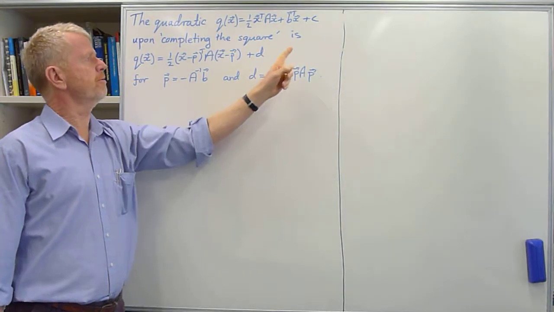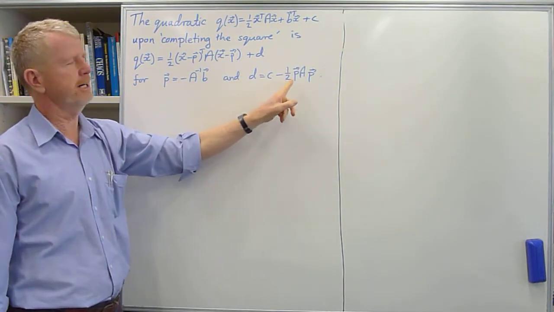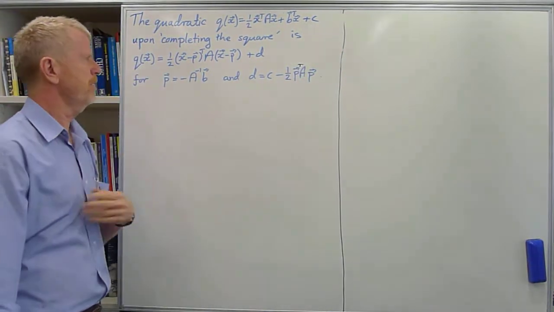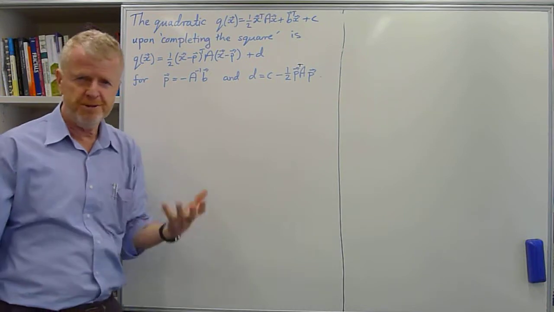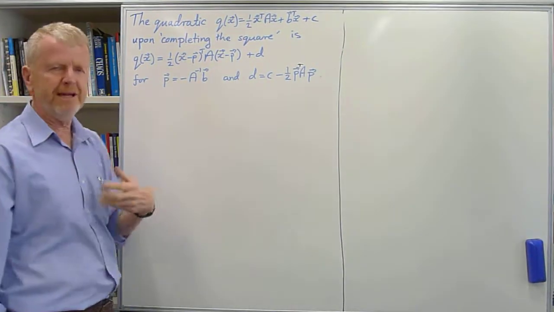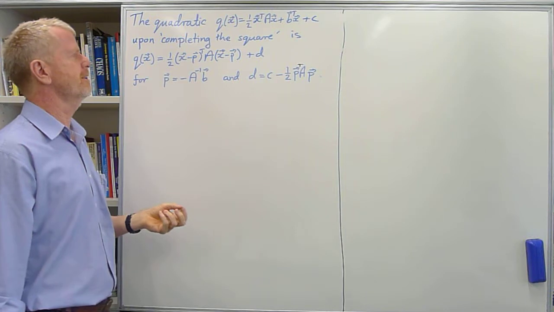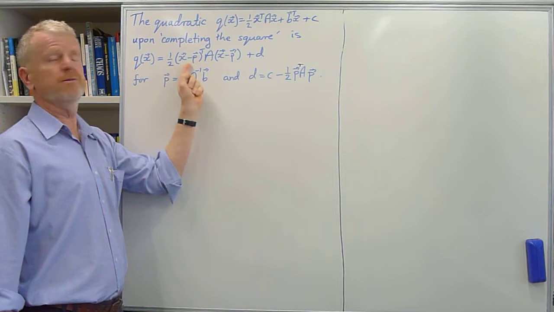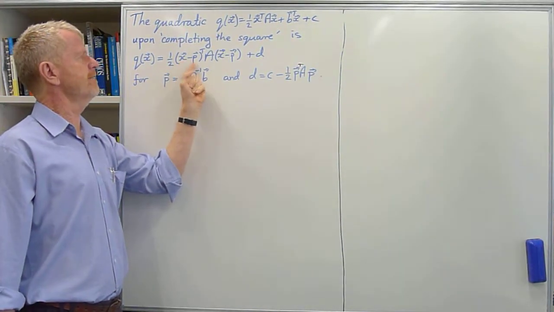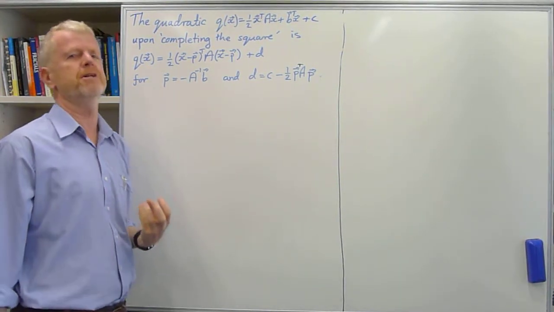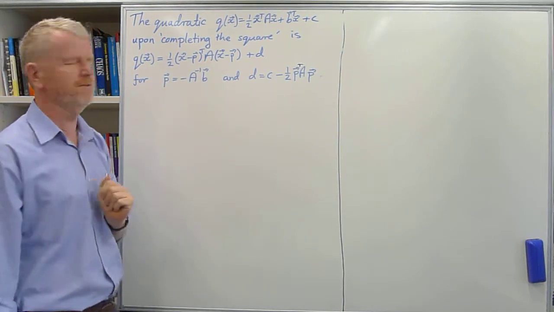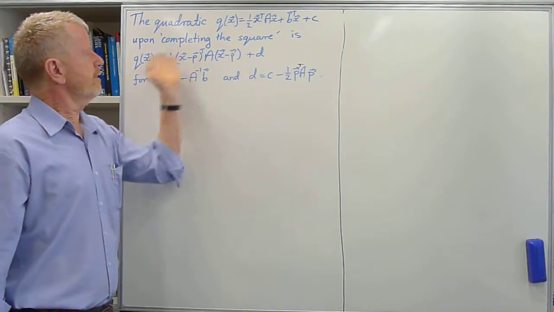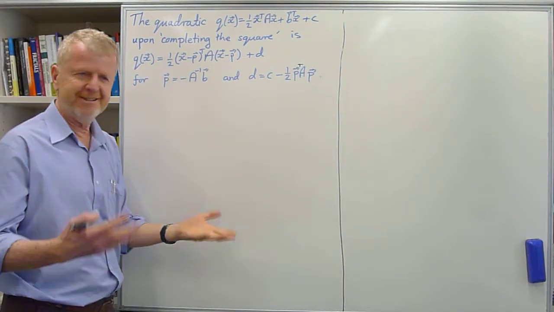and d is equal to the constant c minus a half p transposed Ap. The reason this completing the square form is useful is because we can tell immediately from it where the minimiser of the quadratic is. And where that comes from is this first term here. This term is 0 when x is equal to p, and hence that must be the minimiser, provided A is positive definite, of course. Alright, so now let's show this by completing the square.